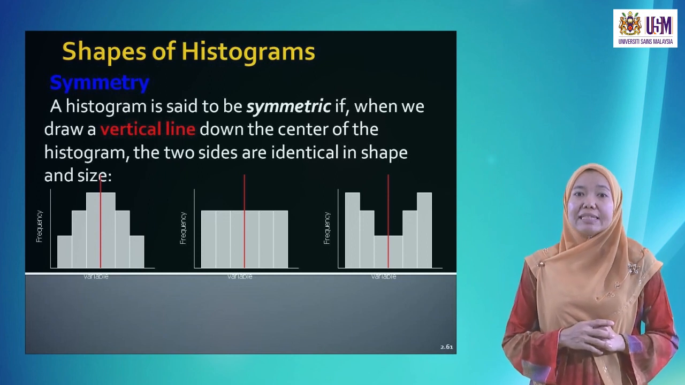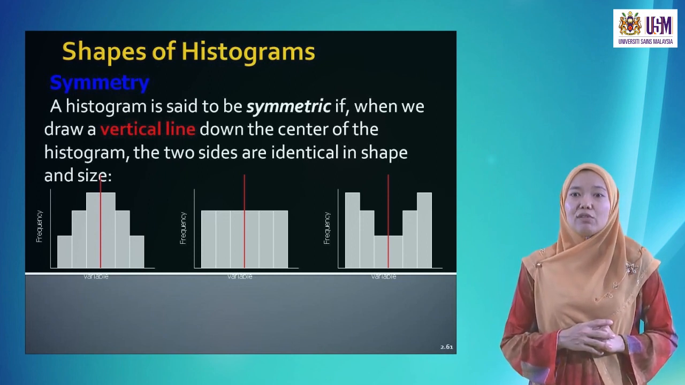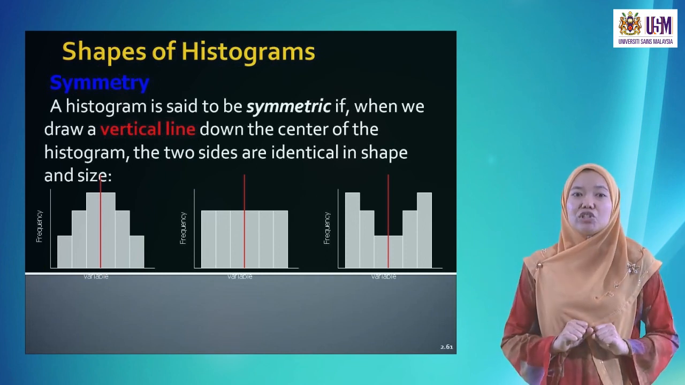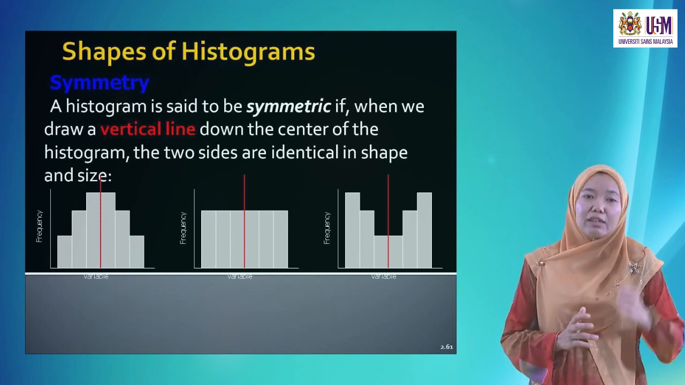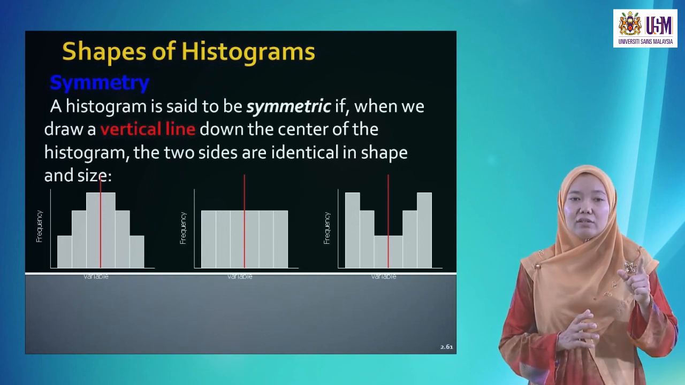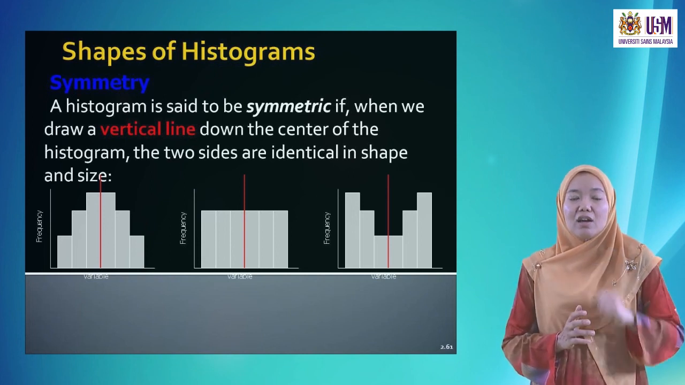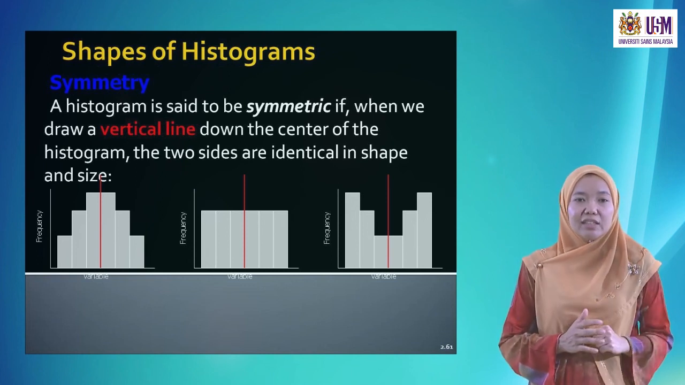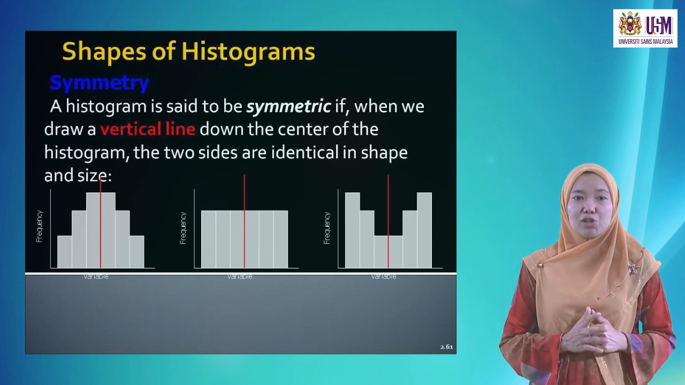A histogram is said to be symmetric if, when we draw a vertical line down the center of the histogram, the two sides are identical in shape and size. So if you look at the first histogram on the left-hand side, the bars are more or less equal in length on the left-hand side and the right-hand side of the histogram. So you put the line in the middle, so this is symmetrical.